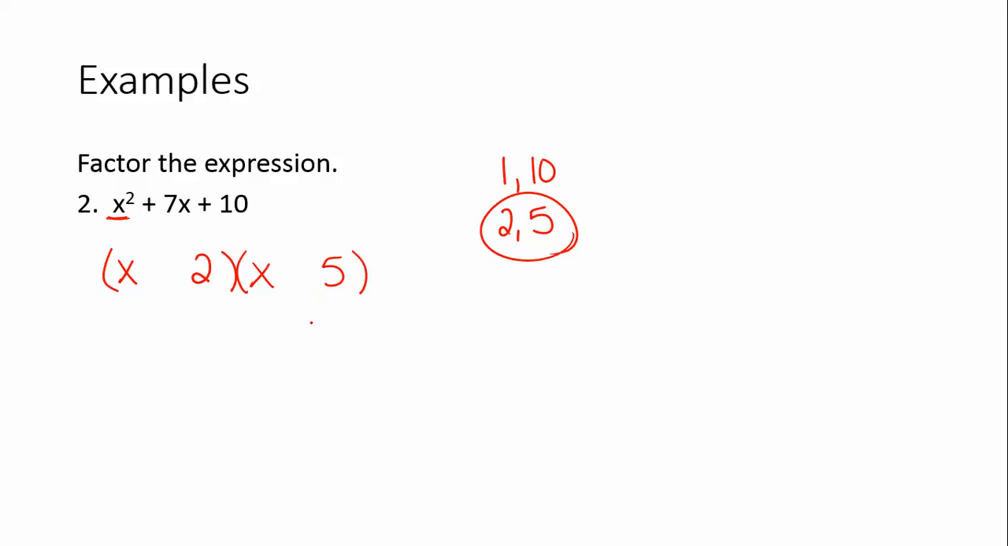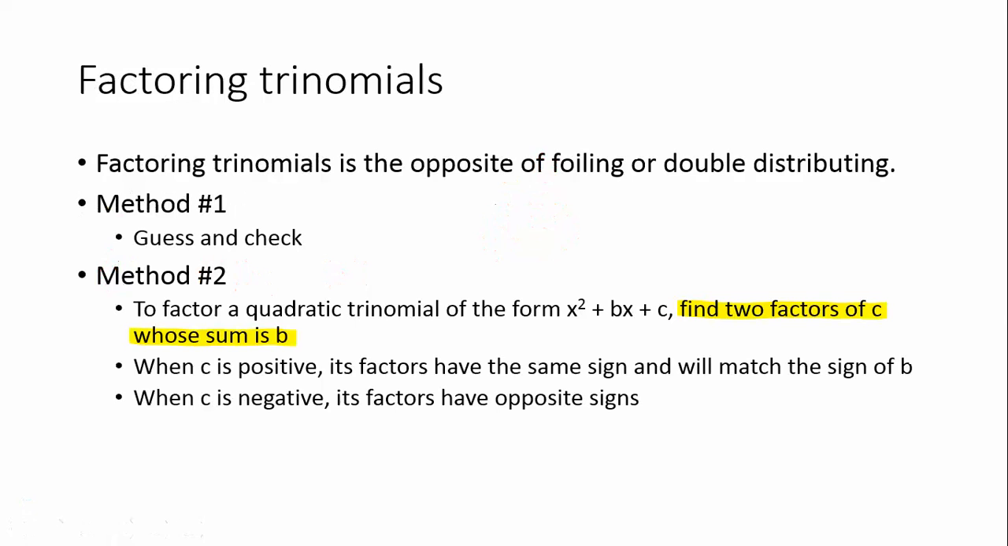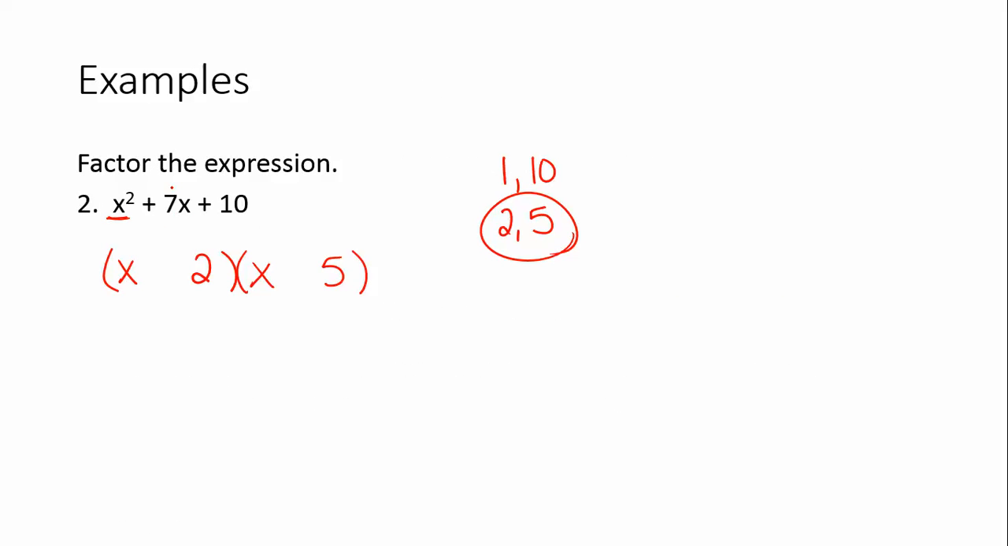So I have x, and it's either going to be a plus or minus 2 times an x with a plus or minus 5. And if we go back and look at what it stated before, it said when c is positive, the factors are going to have the same sign, so they're either both positive or both negative, and they're going to match b. So if we look at what b is positive, so these both need to be positive.